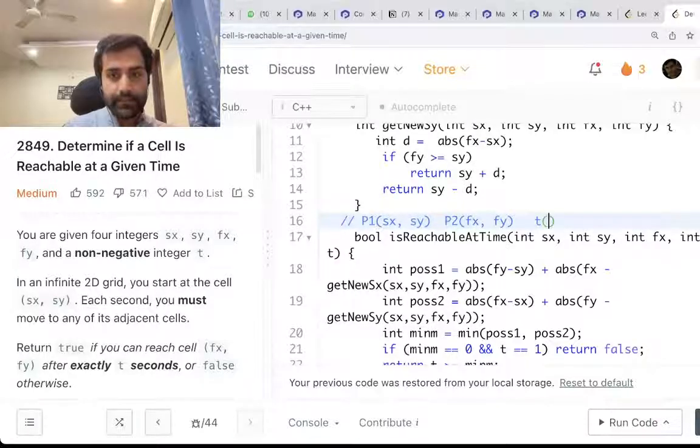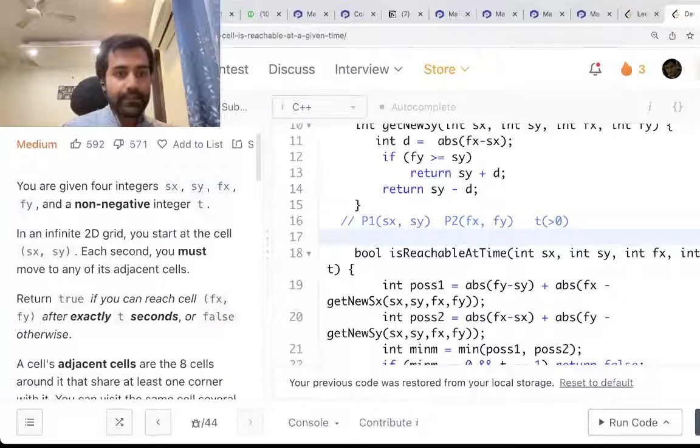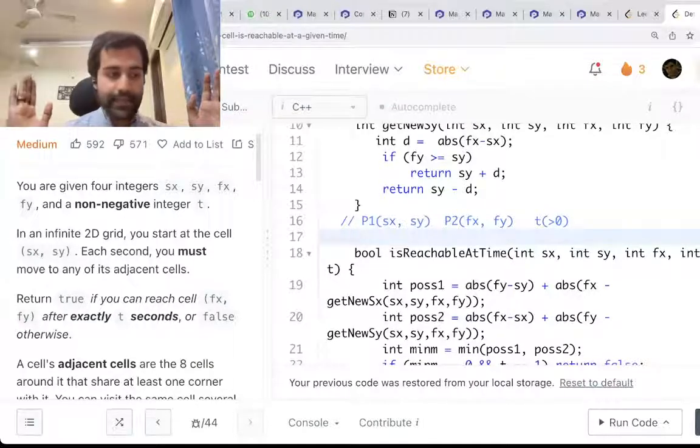So t is a non-negative integer, and now what we have to do is there is an infinite 2D grid. So you can imagine you have an infinite Cartesian plane. At the center you have 0, 0, and then you have the positive x-axis towards the right side, negative x-axis towards the left side, positive y-axis towards the upside, and negative y towards the downside. So you have an infinite number of points. Okay, now this is an important line.